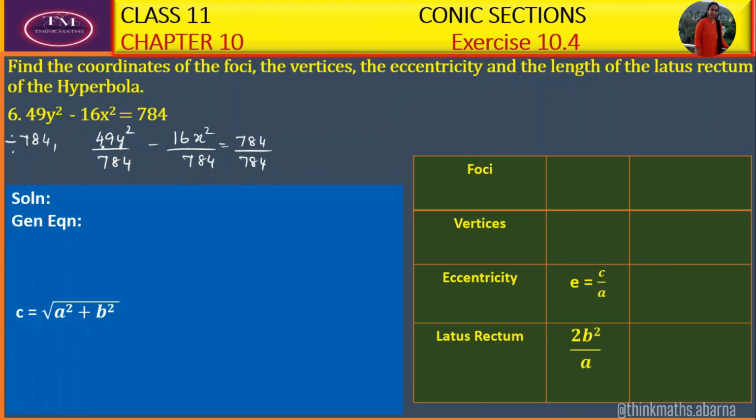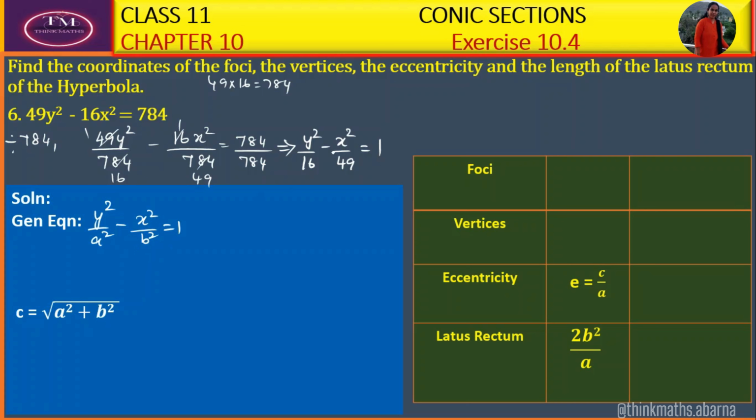So if you check, 49 into 16 is 784. Okay. Now we can write it as 1 by 16 and 1 by 49, because 49 into 16 is 784. So it is y square by 16 minus x square by 49 equal to 1. So this is of the form y square by a square minus x square by b square equal to 1.